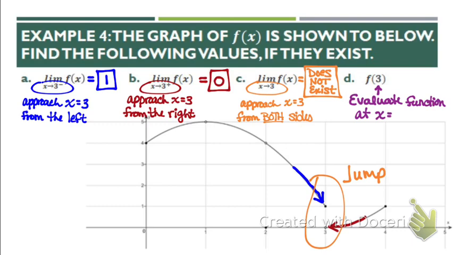At x equals 3. So what I'd be looking for on a graph is there a filled in dot where the x value would be 3? Yes. Right here, we have a filled in dot. What is the y part of that ordered pair? 1. So f of 3 is equal to 1.